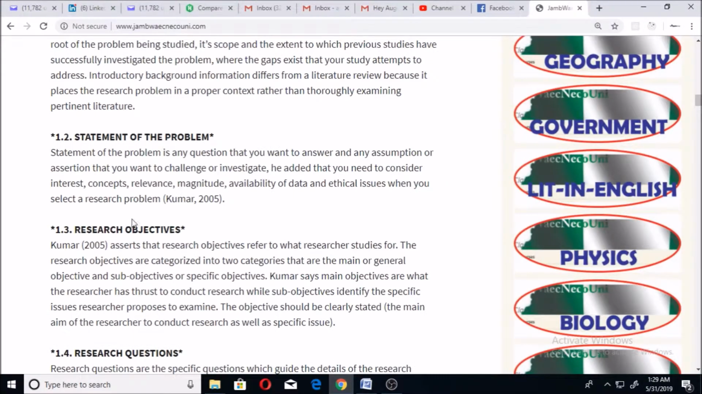So what is expected to be there? Statement of the problem is any question that you want to answer and any assumption or assertion that you want to challenge or investigate. He added that you need to consider interest, concept, relevance, magnitude, availability of data, and ethical issues when you select your research problem. So that is what you have in research problem, your statement of the problem. So the question you want to answer.